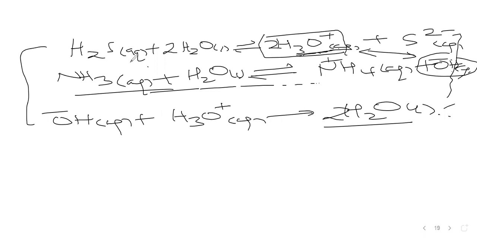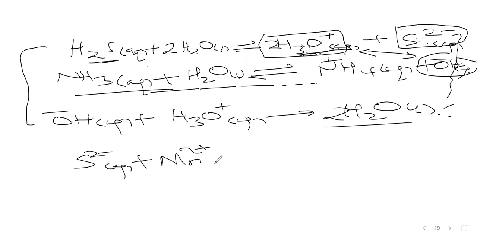Now, hydrogen sulfide will not be happy. This man here won't be happy. You are taking away its hydrogen ions. So it will ionize such that the hydrogen ions are being replaced to restore equilibrium. So as it is replacing the hydrogen ions, it is unknowingly giving us sulfide ions, which are now going to react with manganese 2 ions to precipitate manganese 2 sulfide. Are you getting me?